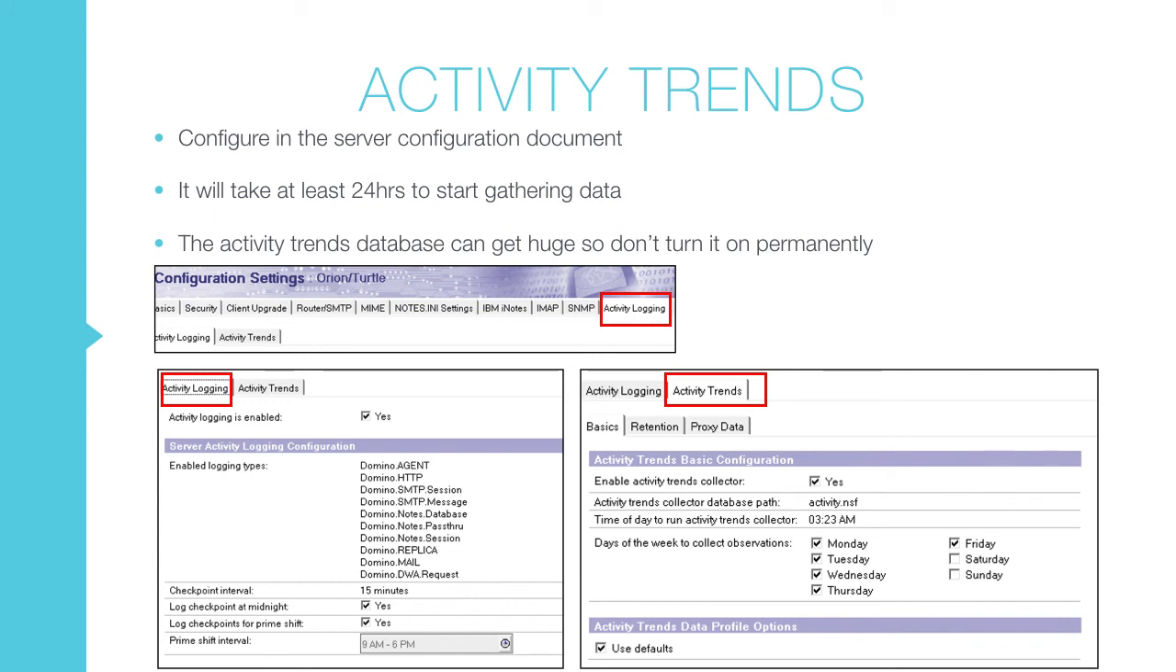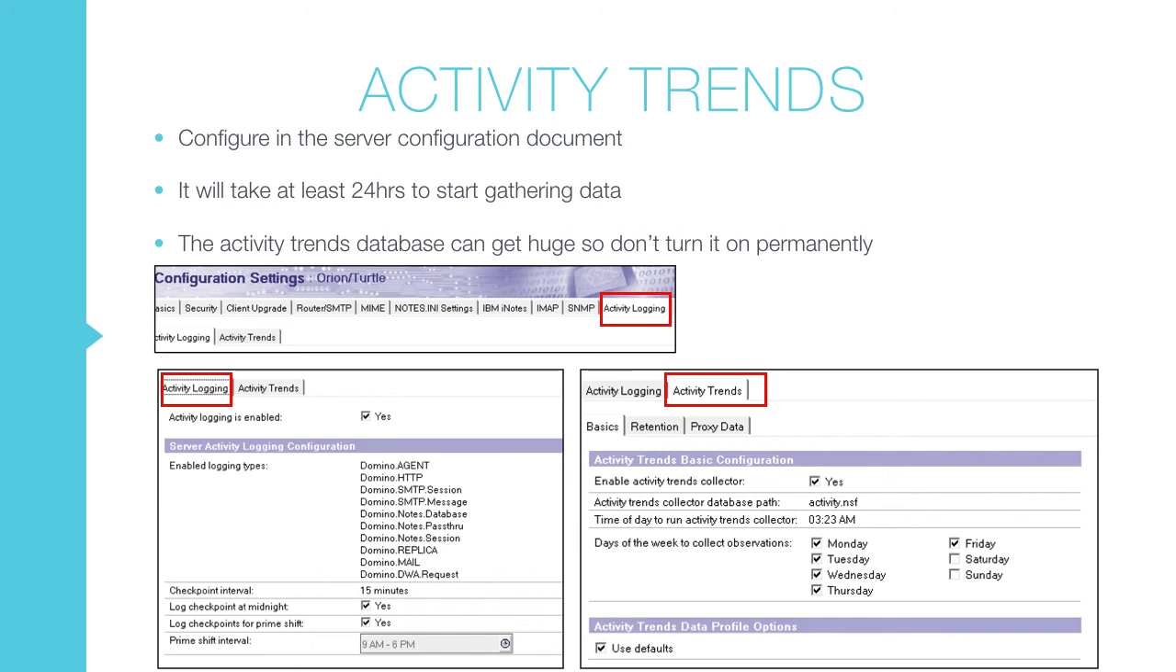The other thing we can do is activity trends, which are more comprehensive. They're configured in the server configuration document on the activity logging tab. It will take about 24 hours once you trigger it to actually start gathering data. It tips over at midnight on the server. The activity trends database can get huge, gigs and gigs very quickly. So don't turn it on permanently and leave it on. We're turning it on in order to evaluate something.